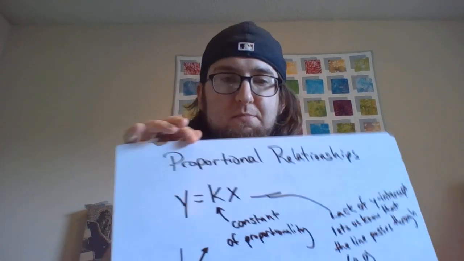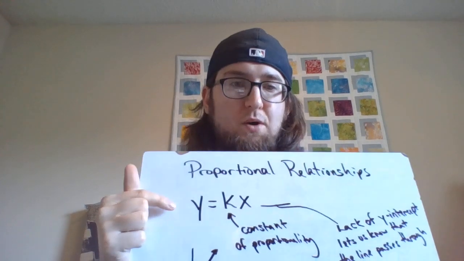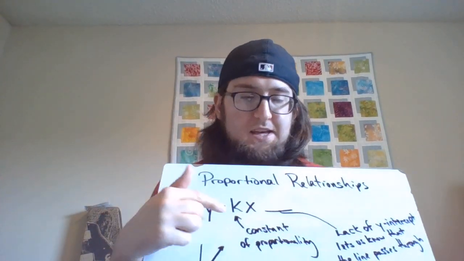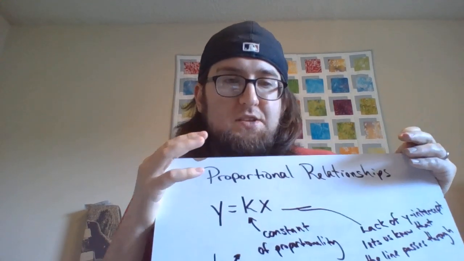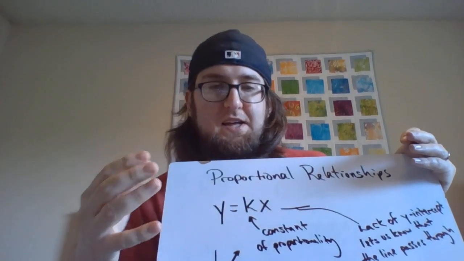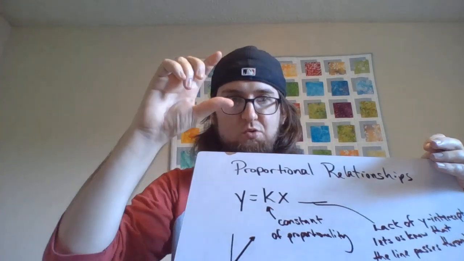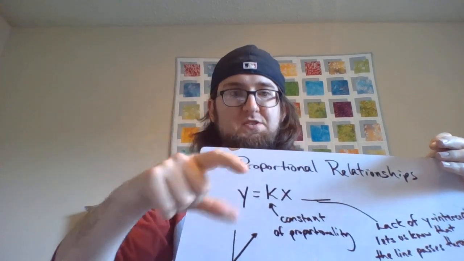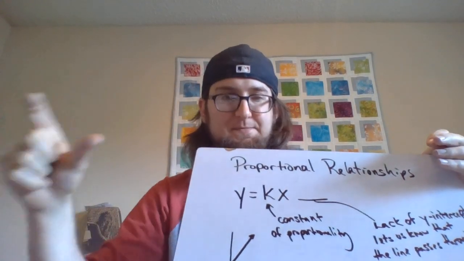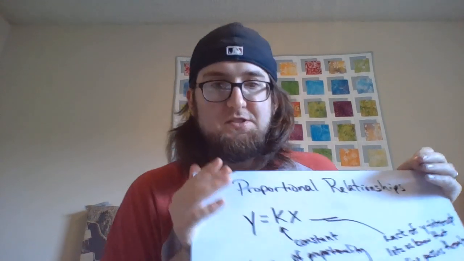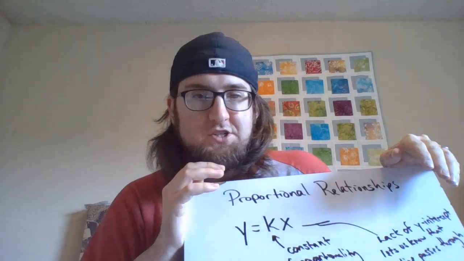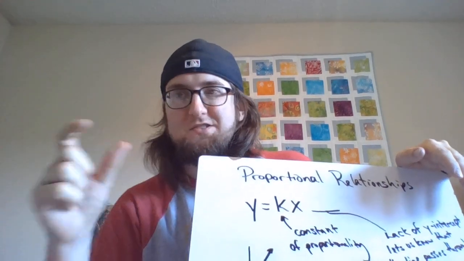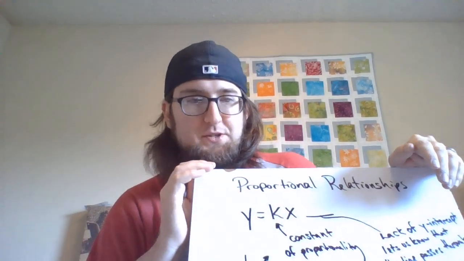They can be represented by an equation, y equals kx, where k is your constant of proportionality. What's the constant of proportionality? That's what you multiply by each time. That is the constant rate that your proportional relationship is increasing by each time. Okay? Also known as the slope, right? For those of you that have done linear relationships, the constant of proportionality is the slope for a proportional relationship.